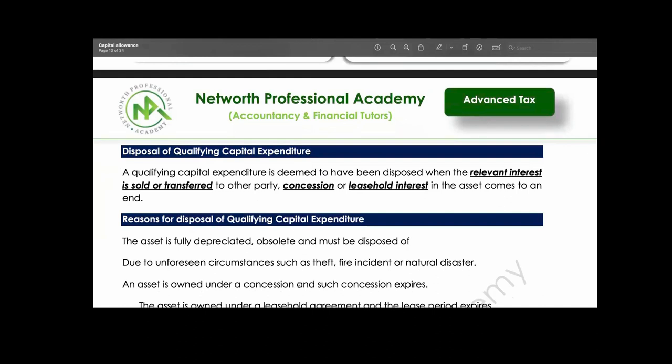Disposal of qualifying capital expenditure. A qualifying capital expenditure is deemed to be disposed when the relevant interest is sold. When you have sold your interest, when you are no longer the owner, then we say the asset is not going to be within our domain again. Or where the leasehold on the asset has expired, or the concession has expired, especially for oil and gas companies, where they usually have like 20 years for their licenses. If the license has now expired, that means the company's assets are deemed disposed.